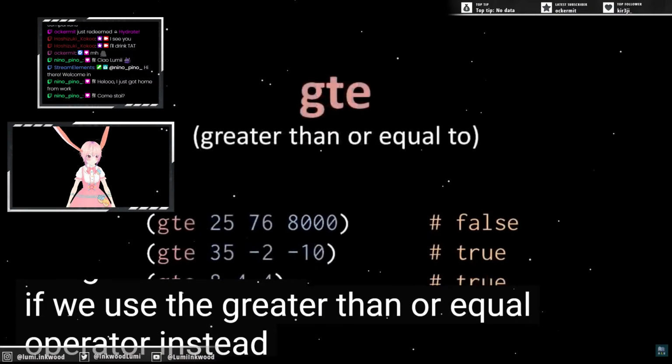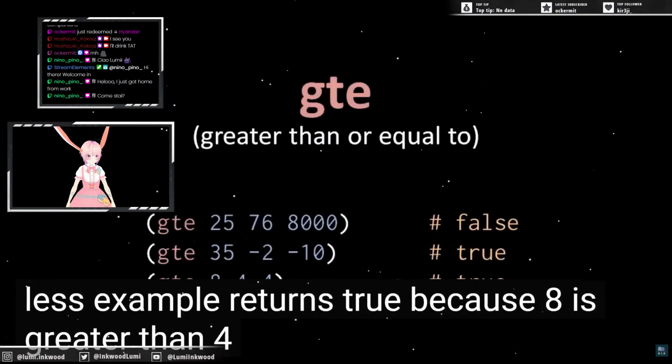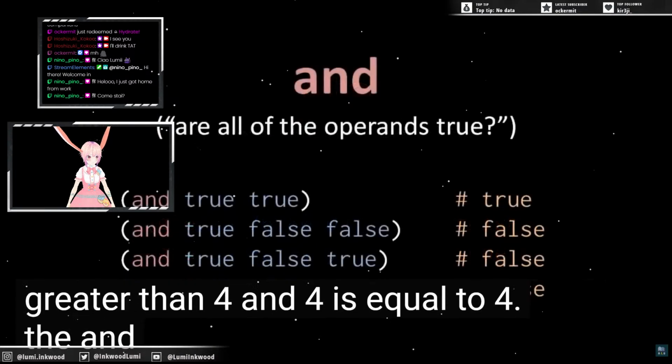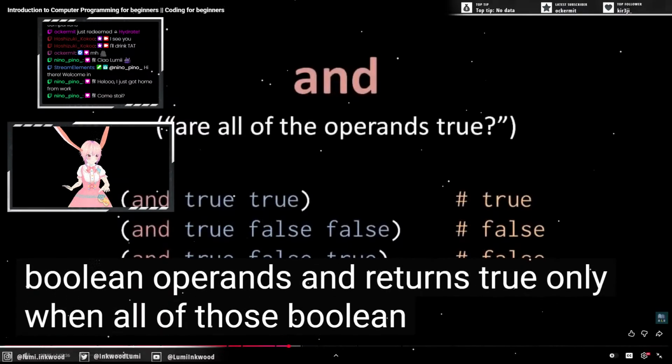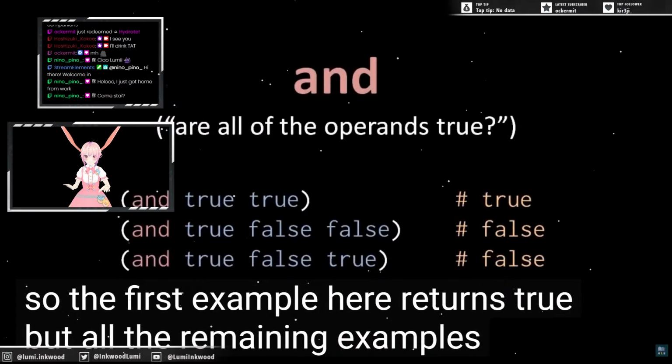If we use the greater than or equal operator instead, written GTE, then this last example returns true because 8 is greater than 4 and 4 is equal to 4. The AND operator takes 2 or more Boolean operands and returns true only when all of those Boolean values are true. So the first example here returns true, but all the remaining examples return false.